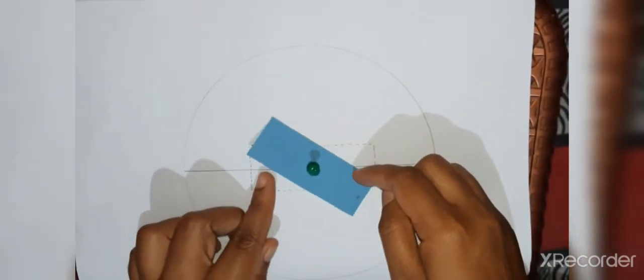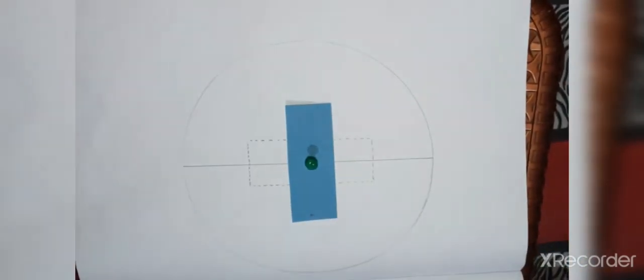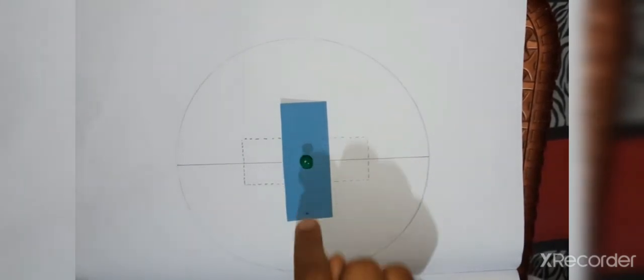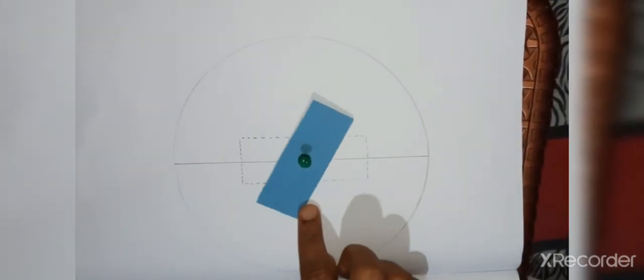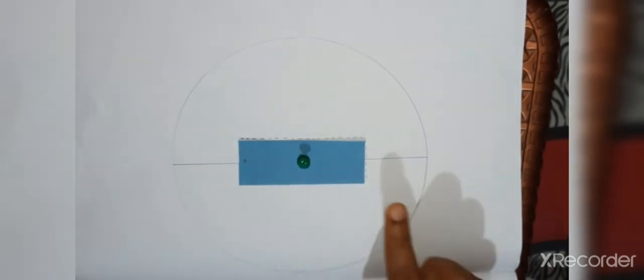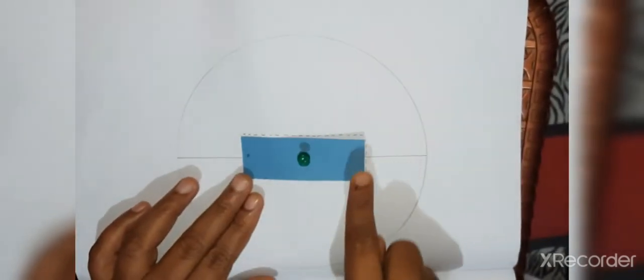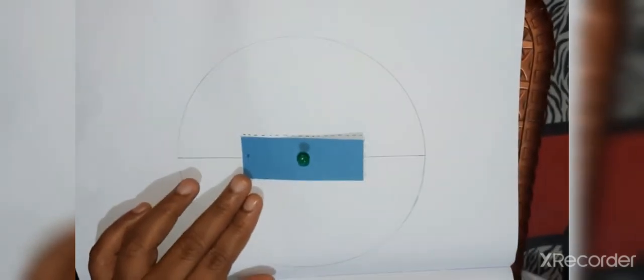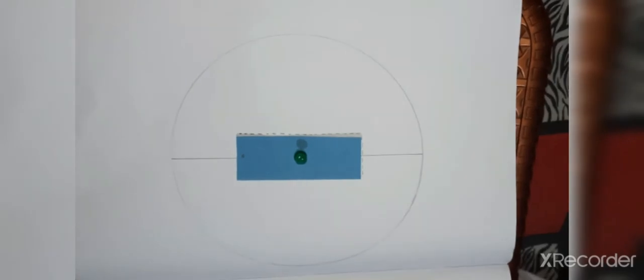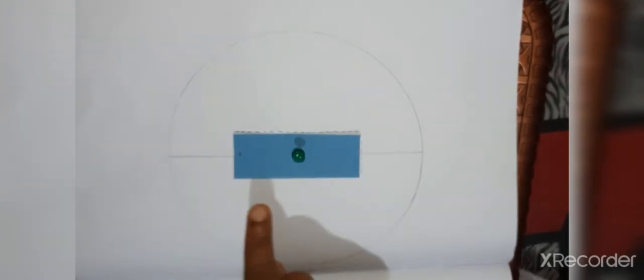If I rotate it once again, this is the 3/4 turn. Here also it is not looking the same, and when I bring it back to its original position, it's looking the same. That means this rectangle is looking the same, one at 180 degrees, next at 360 degrees. So the order of rotation is 2.